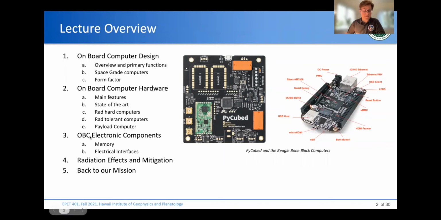Continuing with onboard computer electronic components, especially the memory and some of the electrical interfaces that are found in some of these computers. And then we'll be talking about some radiation effects and how to mitigate those effects. And then we'll be talking again about our mission and how the onboard computer for our mission can help us have a successful mission. And this is the example of the PyCube and the Billabong boards that are the main elements for our onboard computer.